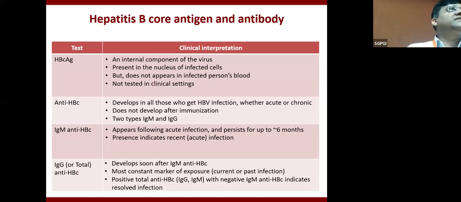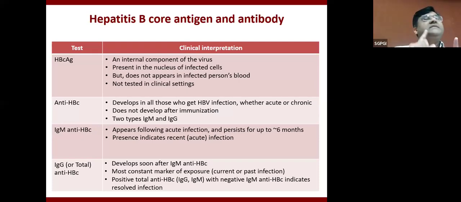सरफेस एंटीजन होता है केवल, उसमें कोर पूरा वायरस नहीं होता है. If it is not a complete virus, it does not contain core antigen. That is why vaccine will never induce core antibody. It will induce only anti-HBs. So presence or absence of core antibody will help you to differentiate whether this anti-HBs was developed as a part of natural infection or as a part of vaccination.